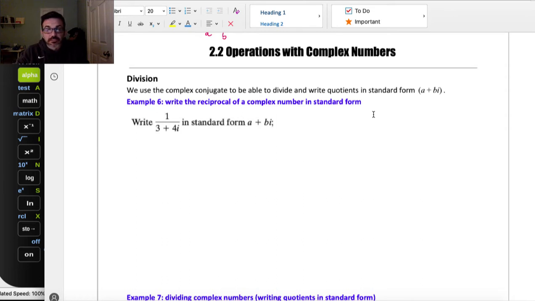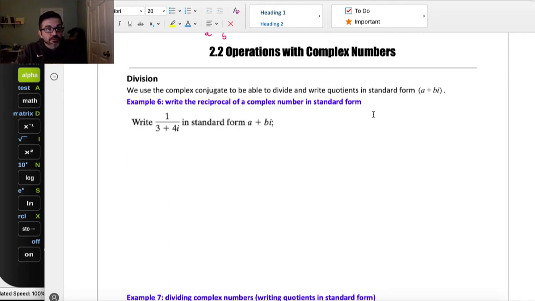So today's lesson, we're going to continue talking about operations with complex numbers. So we're going to tackle division today, and then I'm going to show you a few other tips and tricks for you.